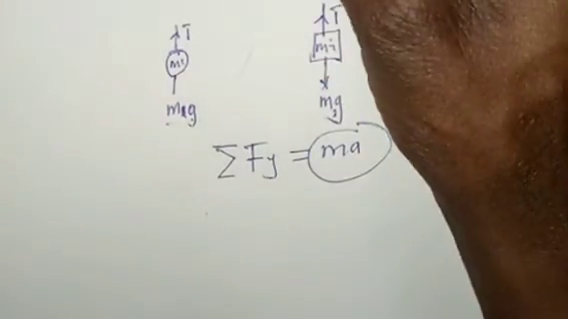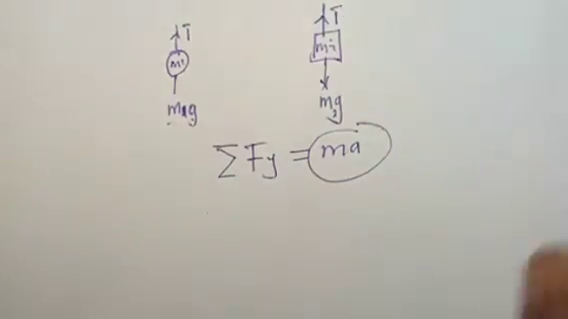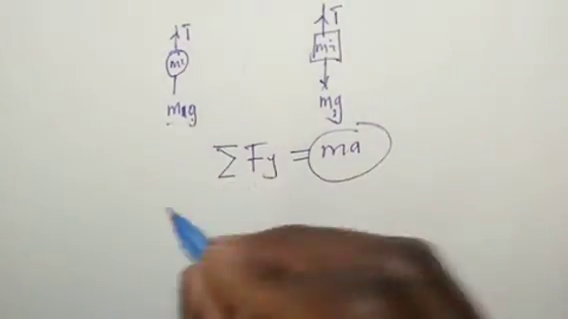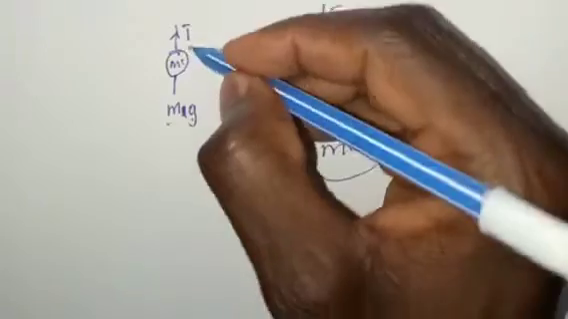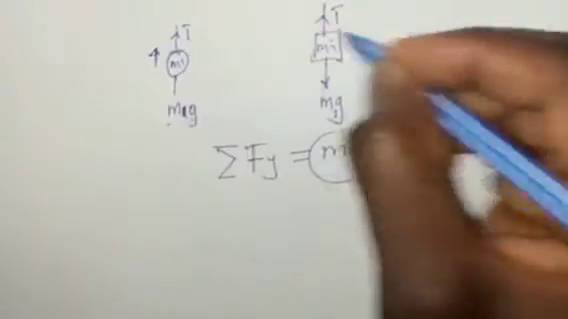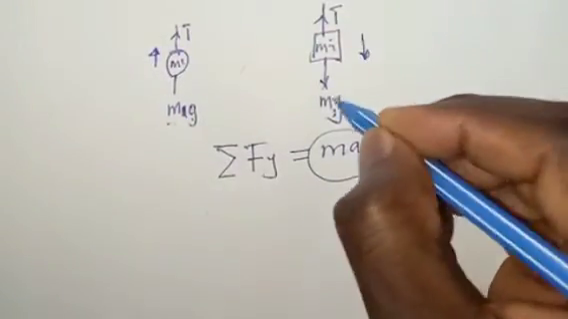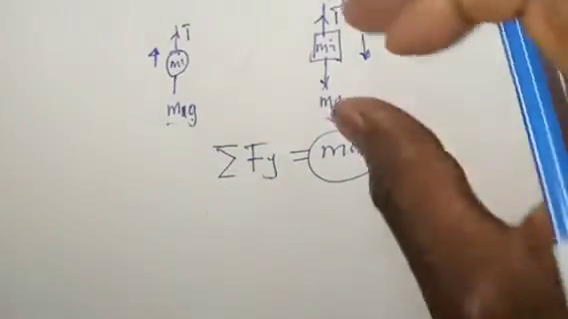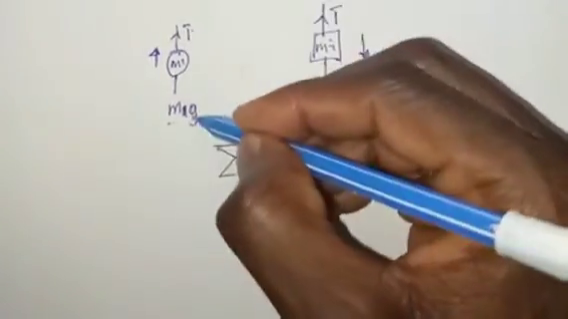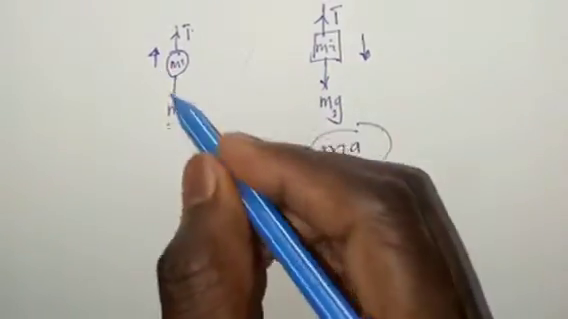Why? Because they are tied to the same tension. So what you're going to understand here, since this one is moving upwards and this one is moving downwards, this minus that has to give us the acceleration for this, tension minus this has to give us the acceleration for that one.